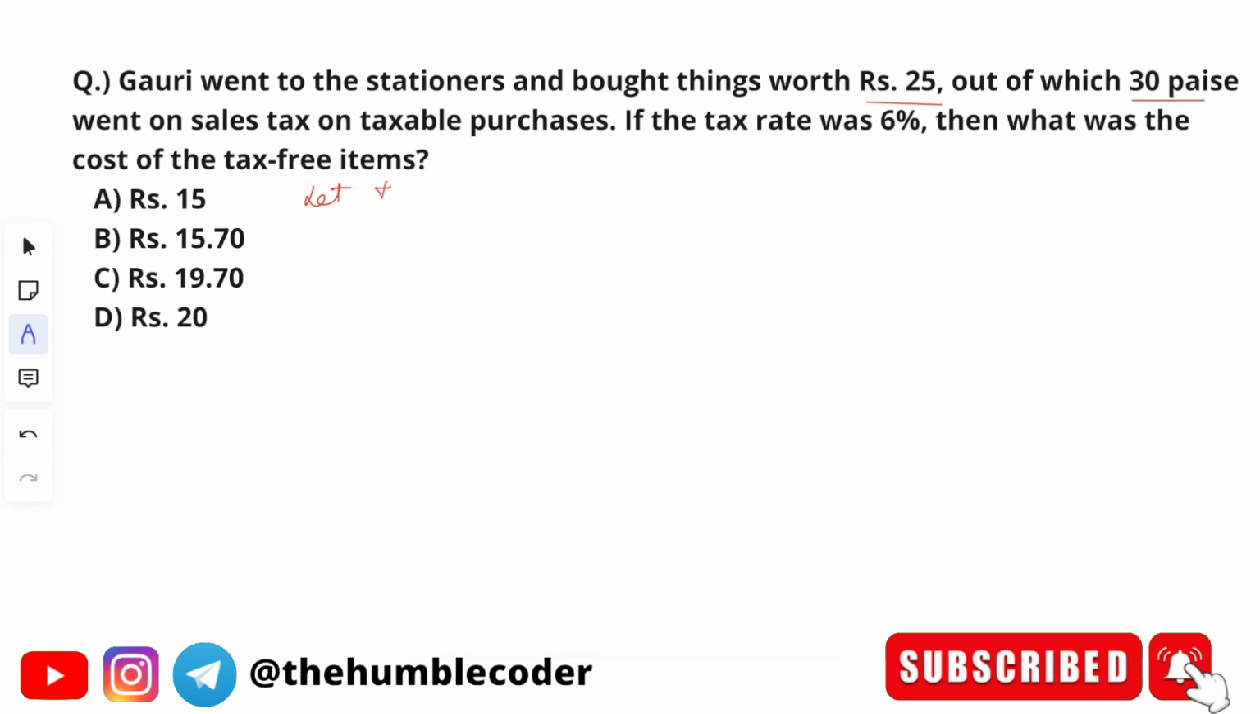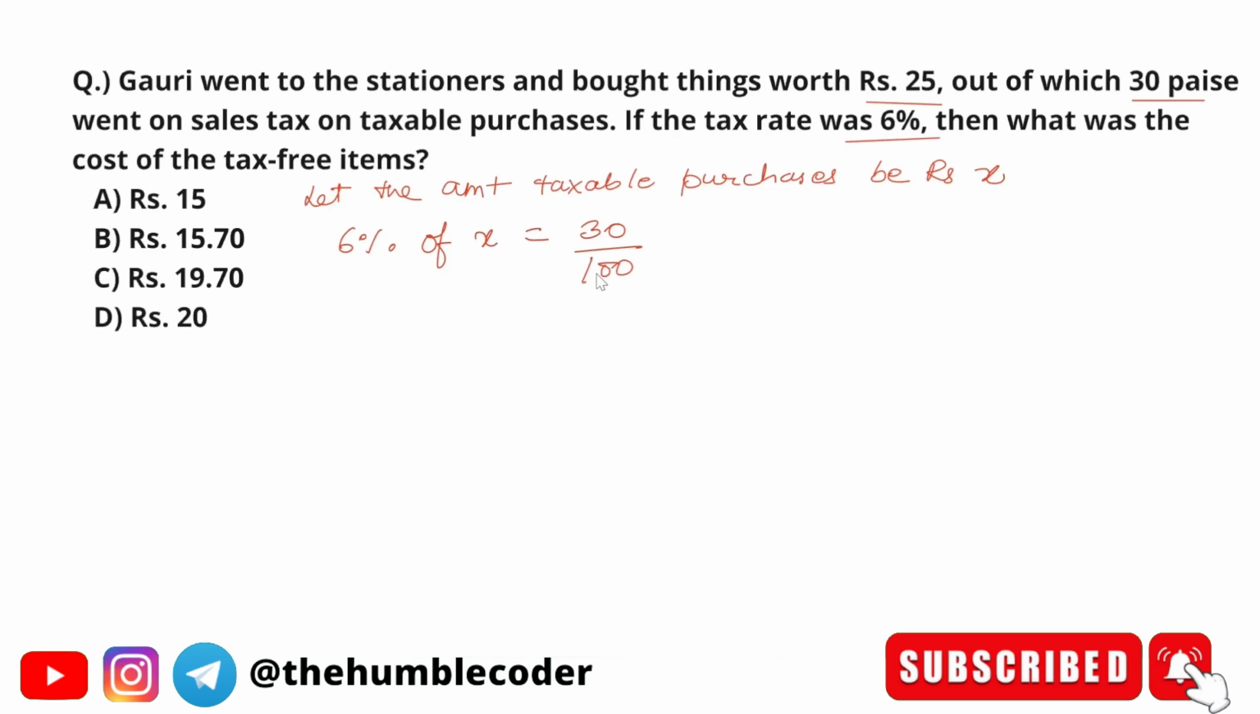Let the amount of taxable purchases be rupees X. So the amount of taxable purchases we have considered as X. Now what we are told is the tax rate was 6%. So we can write that 6% of X is 30 paise, which we can write in rupees in this way. 30 paise went on the sales tax basically. Now we will solve this equation for X.